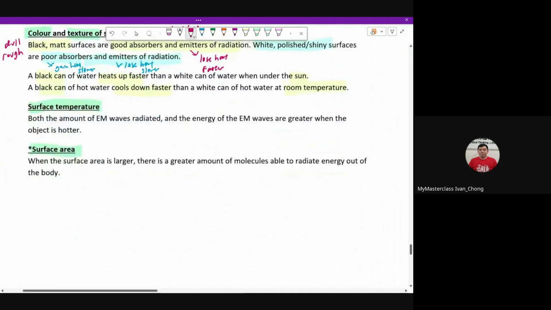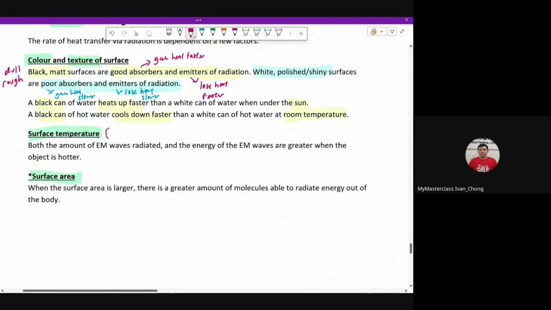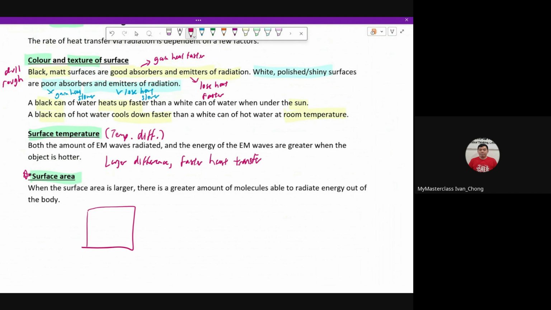So surface temperature, like I said, when you have a larger temperature difference, there is faster heat transfer. This is true for all three methods. Okay, so as long as your temperature difference is very, very big, you have this. And basically, if you notice, all of your radiation takes place at your surface. So if you have a large surface area, it's very easy for you to emit radiation compared to if you have a small surface area. You can only emit a little bit compared to a larger surface area. So just take note, it's all due to surface.